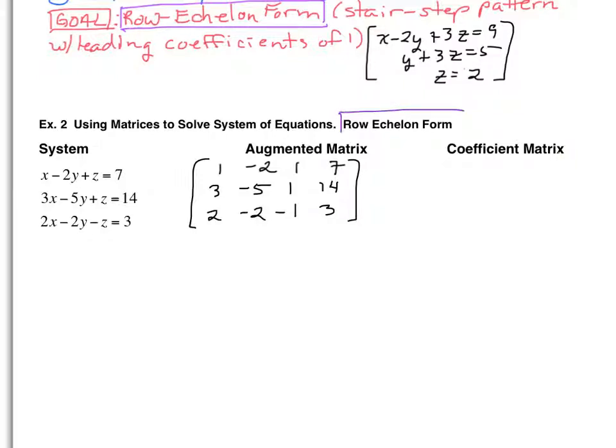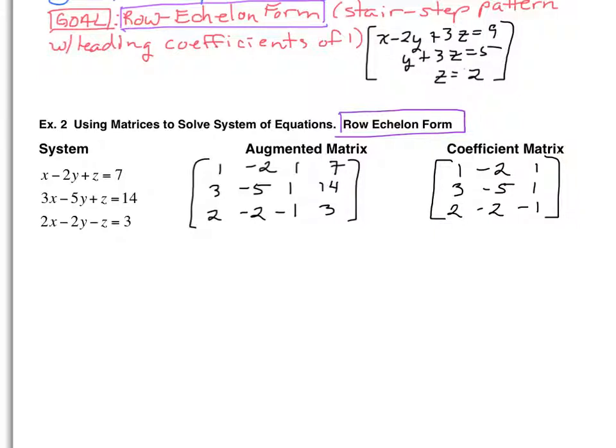Notice that we still see that haunted word right there. Well, we'll talk about what row echelon form is in a minute. The coefficient matrix essentially takes away this column right here. It takes away the answer column. And you're only looking at the variable terms and their coefficients. That's why it's called the coefficient matrix, and we'll use that next week. So let's just go ahead and write that down, and then we'll forget about it for today. So that would just be 1, negative 2, 1, 3, negative 5, 1, and then 2, negative 2, negative 1. That's your coefficient matrix.